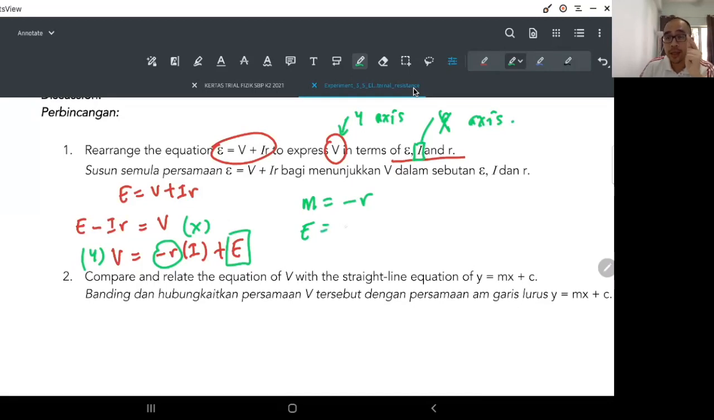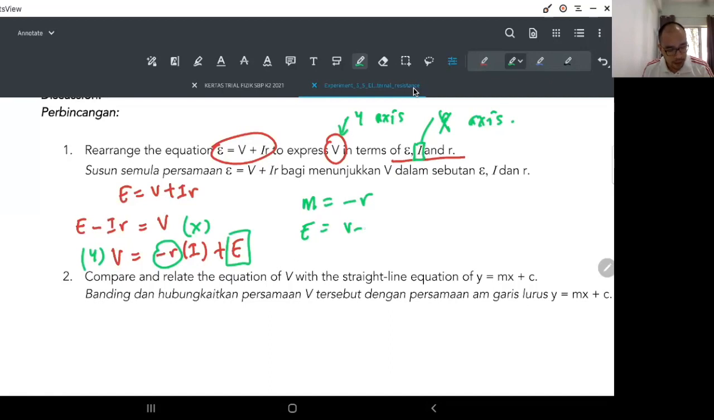Okay, the E should be as close as possible to 1.5. And the internal resistance is negative R, which is the same as the gradient, which is a negative value. So your R will be a definite positive value. So compare and relate the equation of V with the straight line. When you compare and relate, you will get this.